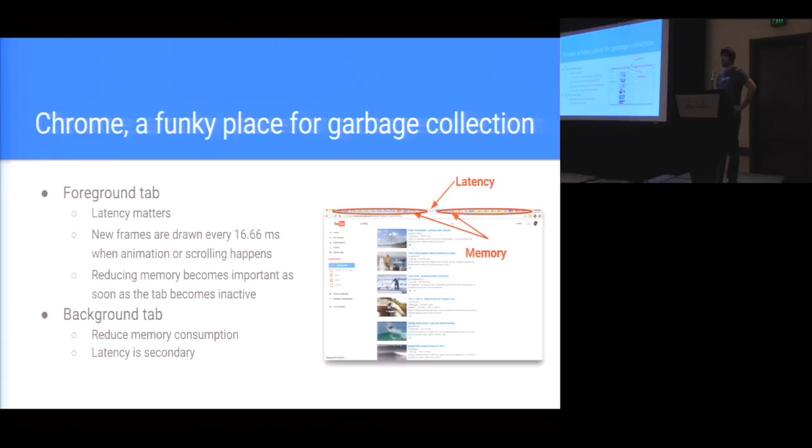Chrome is really a funky place for garbage collection, especially if you use it the way I use it. I usually have 1 tab open, which I'm really using, and I have many dozens of other tabs open, and I keep them for whatever weird psychological reason, and I'm really never looking at them. So what matters for the foreground tab where I'm interacting, where I'm maybe playing a game, is that latency is really king, right? There I really want smooth animations, until the point where I just have the web page open and I'm looking at it, or maybe I walk away from my desk and do nothing. At that point, the tab actually becomes inactive, and I want to save on memory. I don't want to hold on to a lot of memory, right?